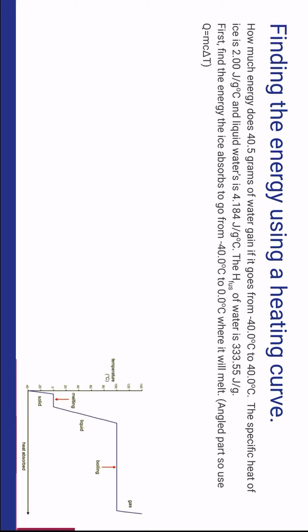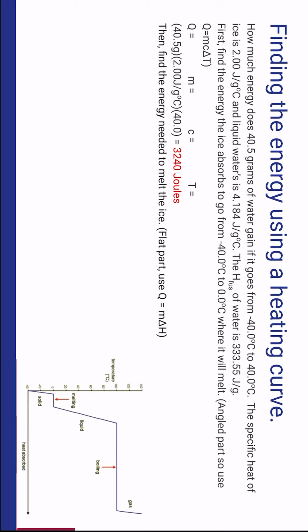First, we're going to find the energy the ice absorbs to go from negative 40 to 0 degrees Celsius, where it's going to melt. So we're looking at the angled part, so we're going to use Q equals mc change of T. We set up all four variables, read the question again, identify them, and then plug them into our Q equals mc change of T formula. Multiply the mass times the c times the change in T, and we get 3,240 joules.